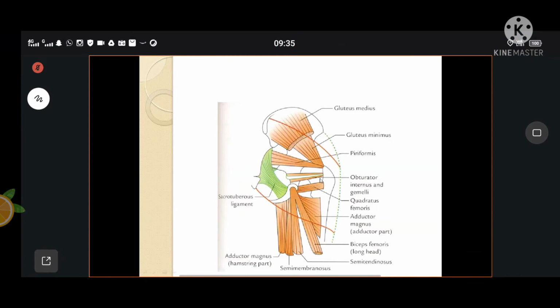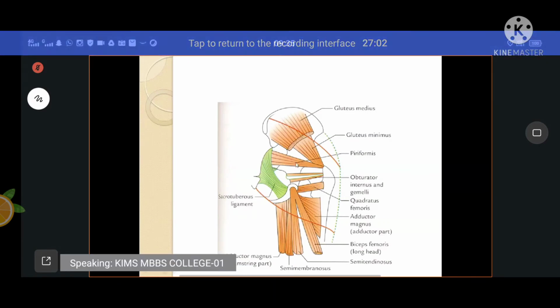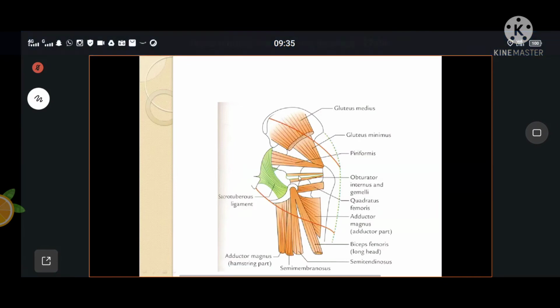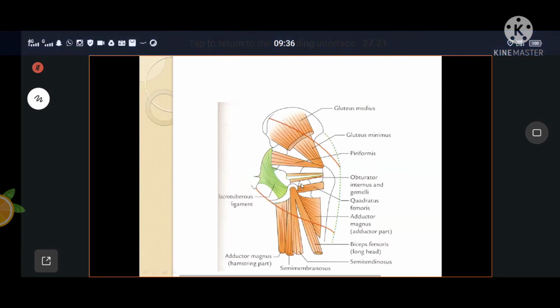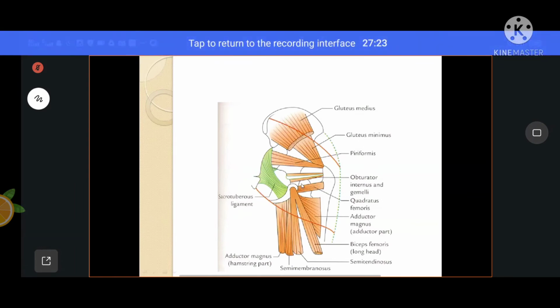So what is the action? The piriformis, the gluteus maximus, the obturator internus, the gemelli superior, the gemelli inferior, all these muscles, and the quadratus femoris, all these muscles help in abduction of the hip joint, and also they help in lateral rotation of the hip joint. Lateral rotation of the hip joint.